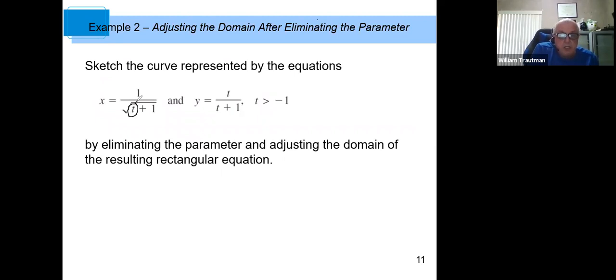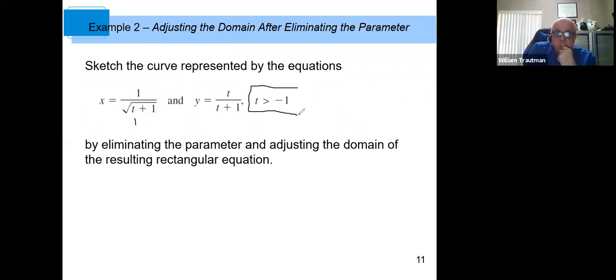t has to be greater than -1 because we put a -1 in here. -1 plus 1 is 0, square root is 0. You can't have 0 on the bottom of a fraction. You also can't have anything less than -1, like -2. -2 plus 1 is -1. Square root of -1 is not real. So you can't have anything less than -1 in this problem.